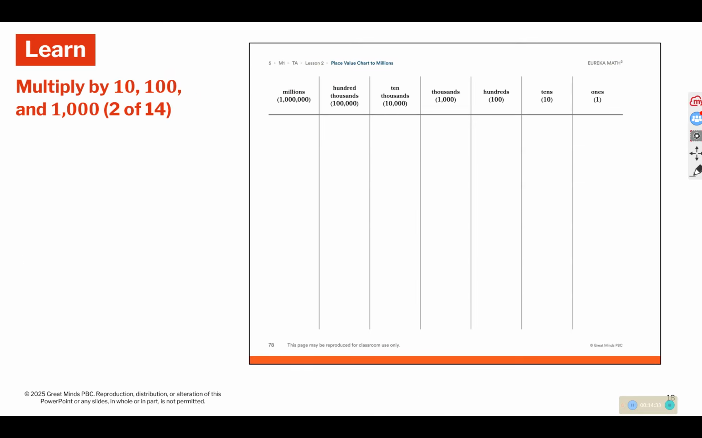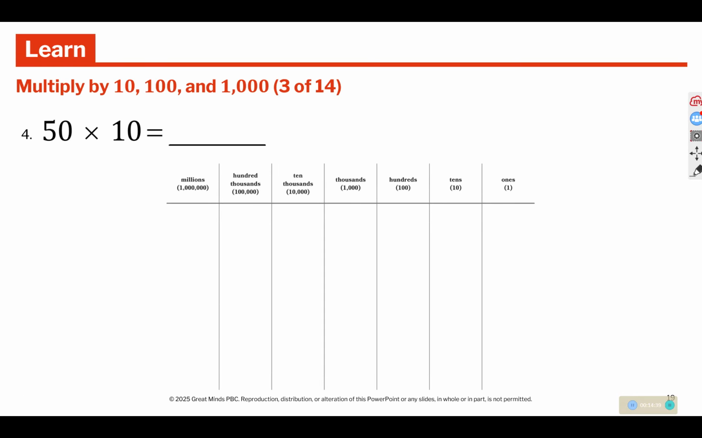Like I mentioned, if you need that place value chart, you can find one on page 78 in your workbook. And we're going to use that chart to help us solve problem 4. How many tens is 5 tens times 10? Well, we would have 5, and then we would need 10 times as much. So there's 1, 2 sets. We would need 10 sets of 5 tens. So it's going to look like this.